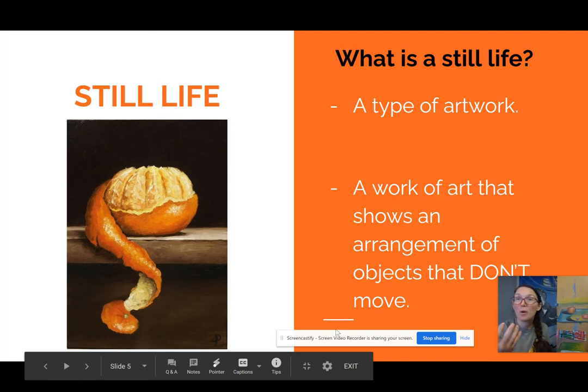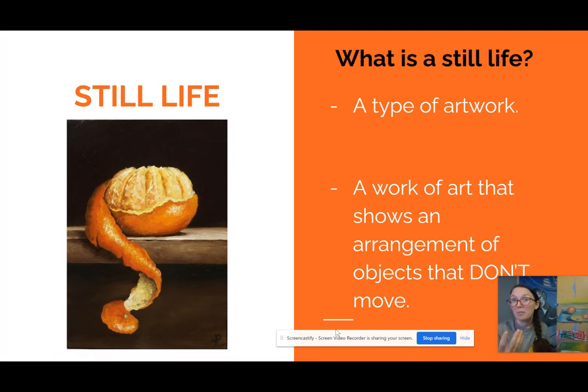So I want you to think about what a still life is. It's a type of artwork, a genre of artwork, and it's a work of art that shows an arrangement of objects. And the big thing about still life is that it doesn't move. All these objects are inanimate objects. So they're objects that don't move.